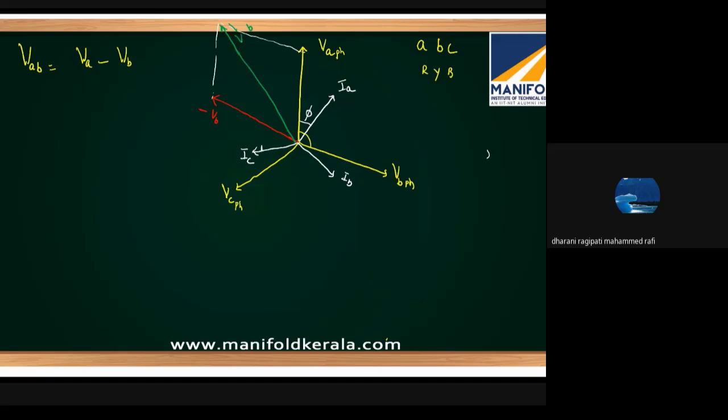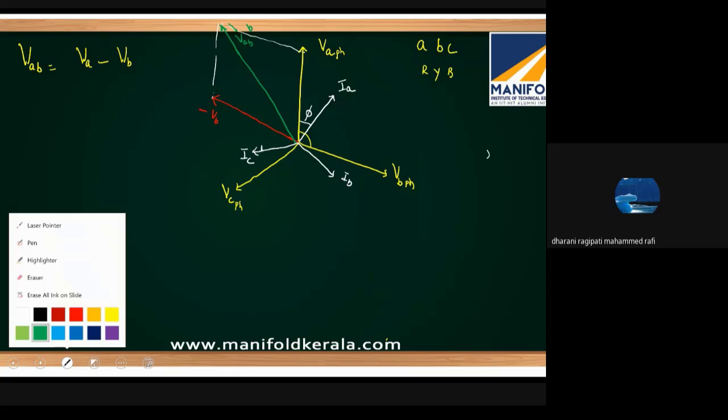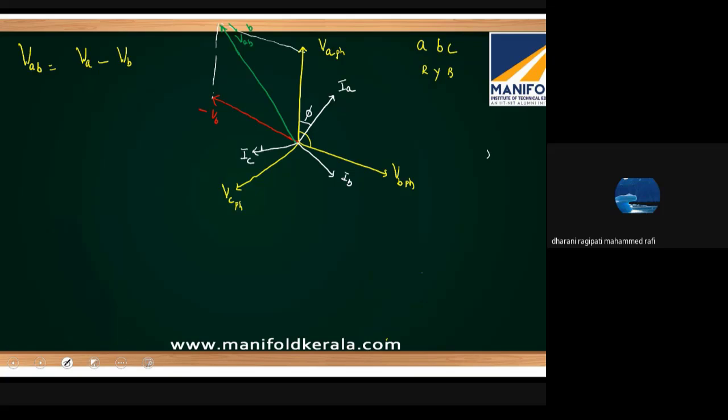It is VAB. Now you can see this VAB leads by an angle 30 degrees. And its magnitude also you can compute by using the parallelogram law. It would be root 3 times the magnitude of the phase voltages. Like that, VBC and VCA will also have the same values and same phasor relationships.